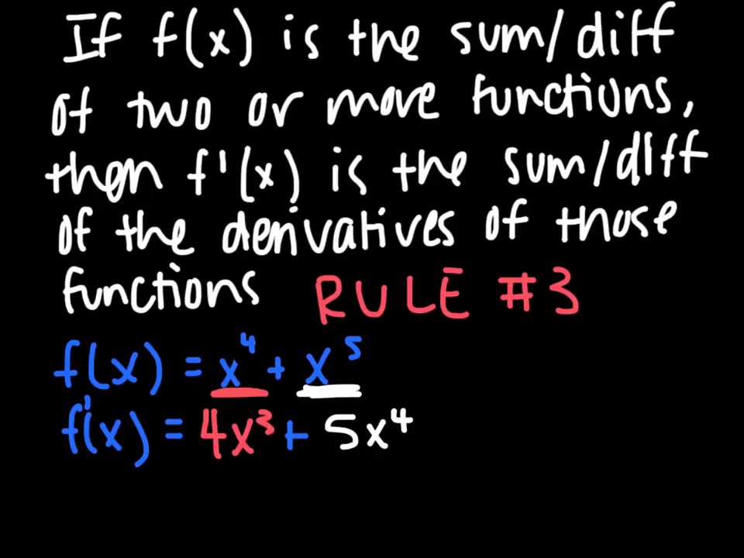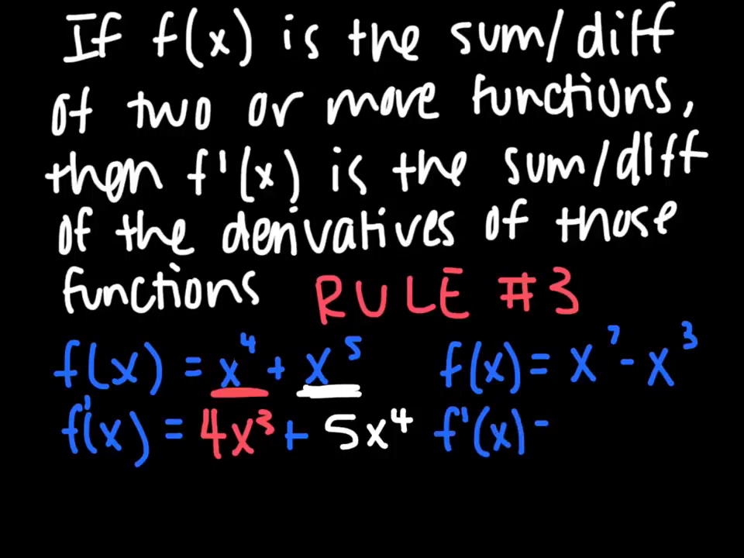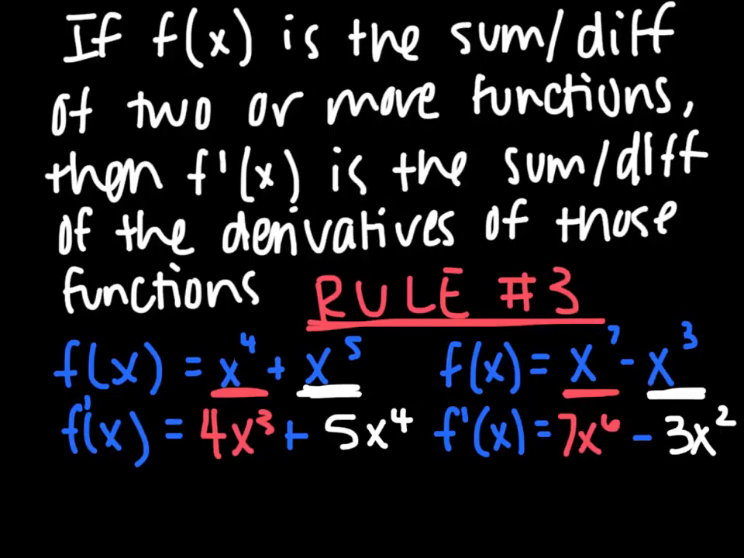I guess we could just do one with the difference of two functions. So let's say f of x equals x to the seventh minus x to the third. F prime of x in this case would be the derivative of x to the seventh, so 7x to the sixth, minus the derivative of x to the third, so that would be 3x squared. So these are examples of rule number 3. And I believe that is the last rule.